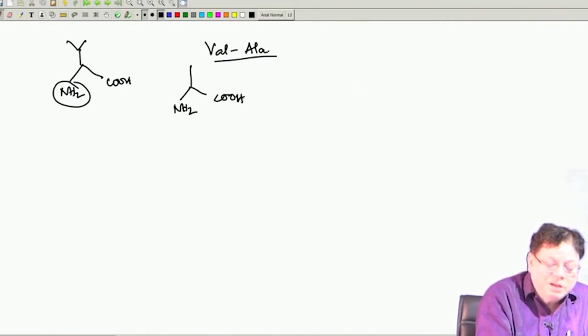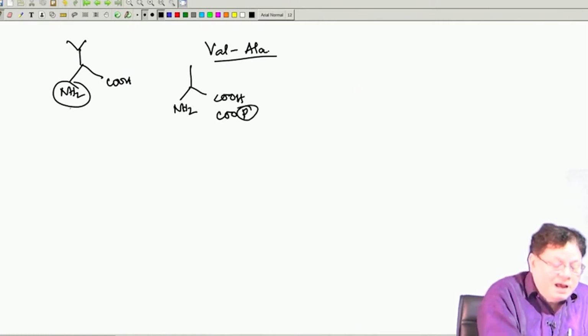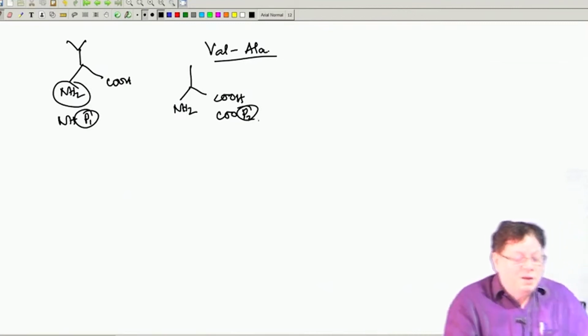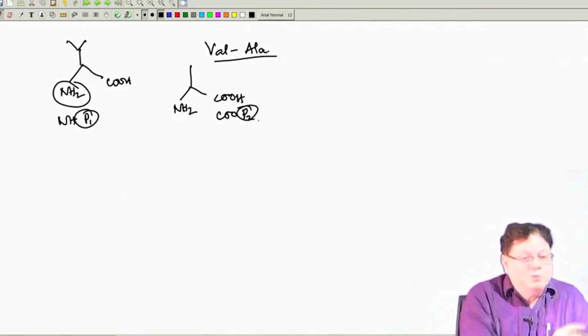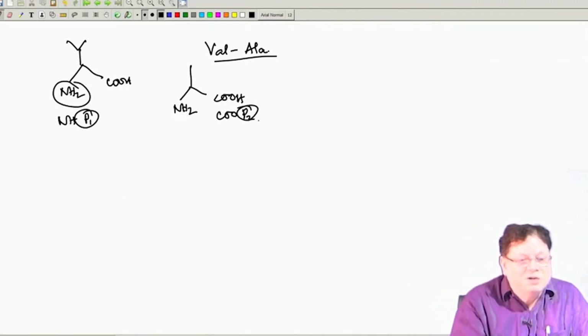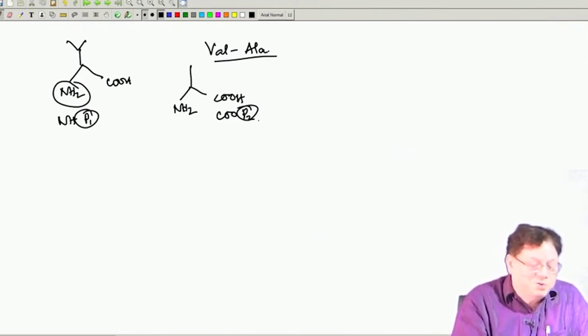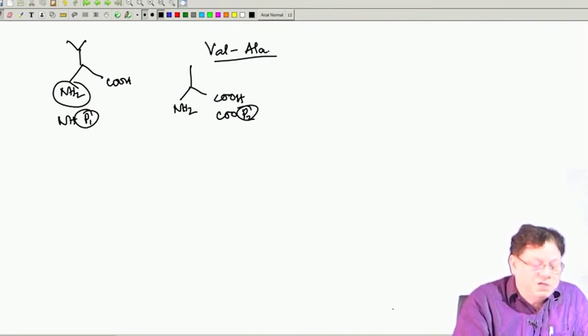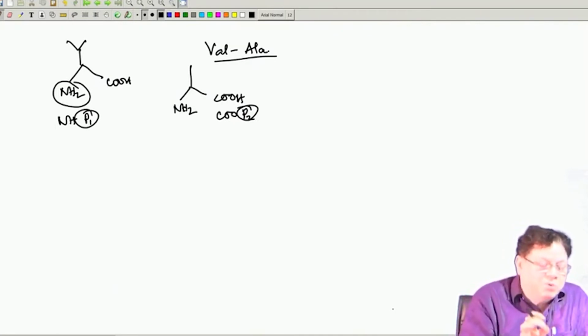So, these are the things. That should be COO with some protection group here, and that should be NH with some protection group. These are different, so it's P1 and that is P2. Now, what are these protecting groups? Again, as I said, harsh conditions have to be avoided in order to minimize or completely remove the racemization. So, you have to use very mild processes.